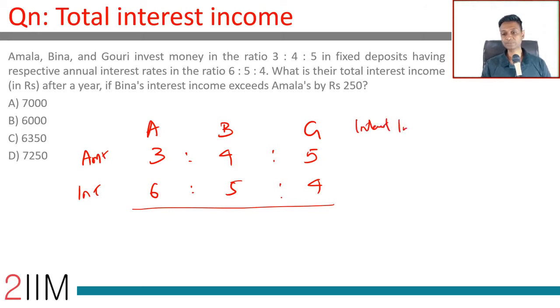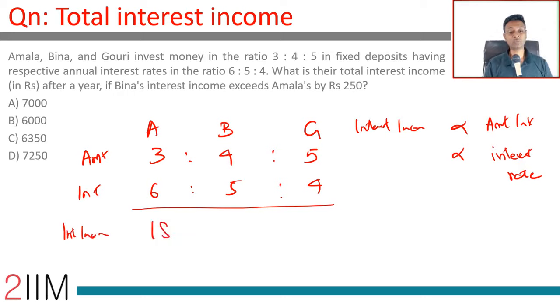Interest income is proportional to amount invested. It is proportional to interest rate. It will be proportional to the product of these two, or their interest incomes will be in the ratio 18:20:20. Bina's interest income exceeds Amala's by 250. So think about it in unit terms. This 2, the difference, corresponds to 250. What is the total? Total is 18 plus 20 plus 20, 58.